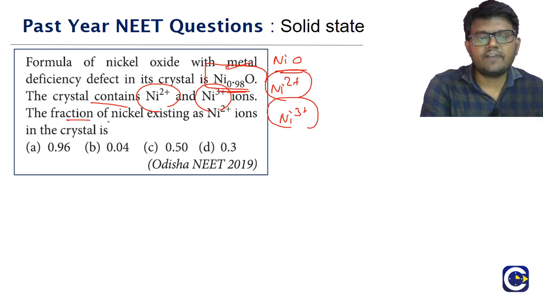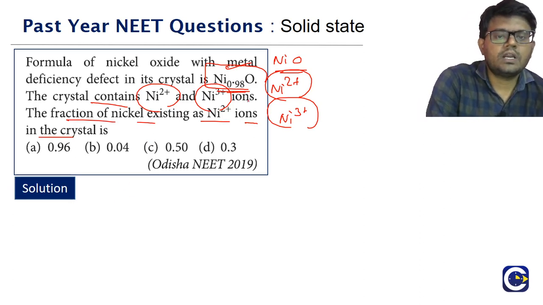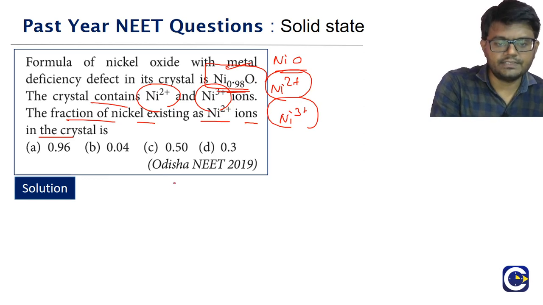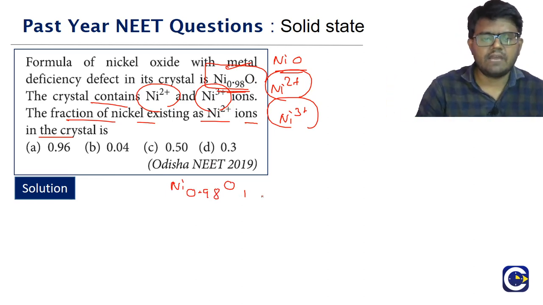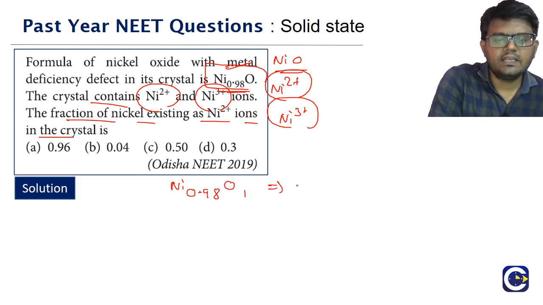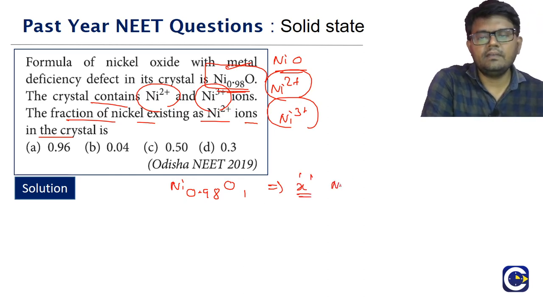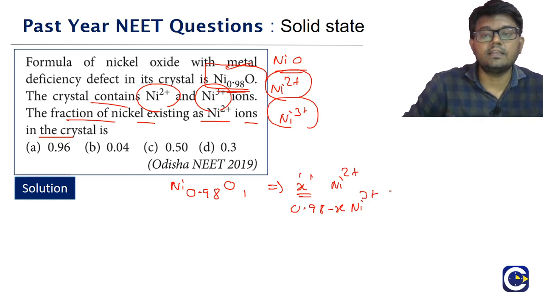The question is the fraction of nickel existing in the nickel 2 plus ions is. So we need to find what fraction of the nickel is existing as nickel 2 plus ions. If you look at the proportion, take a look at this formula, nickel 0.980 means for every 1 oxygen atom or 1 mole of oxygen atoms, we are having 0.98 fraction of nickel atoms. Let X be the nickel which is in the form of nickel 2 plus, then what will be the nickel in the form of nickel 3 plus? 0.98 minus X, that will be the nickel in the form of nickel 3 plus.